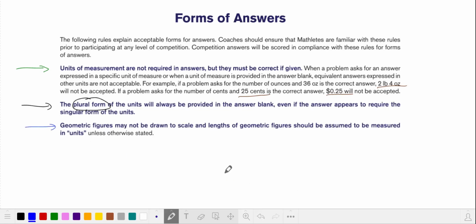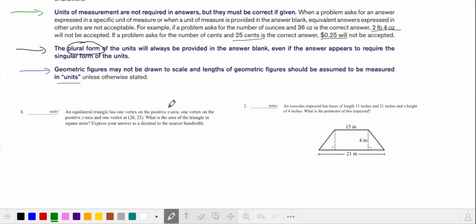Remember also that any figures may not be drawn to scale, and unless the units of length are provided, the lengths will be measured in units. Let's take a look at a couple of examples. On the left here, they're asking for the area of the triangle in square units, and that is provided. Here, the lengths are measured in inches, and the same unit is provided in the answer blank. In general, you do not need to provide units in your answers.